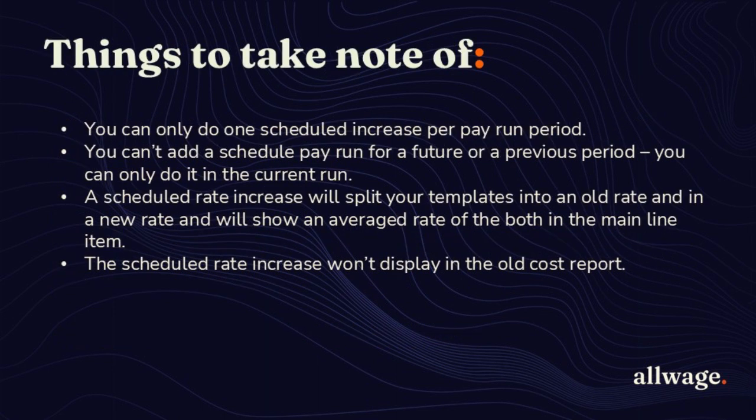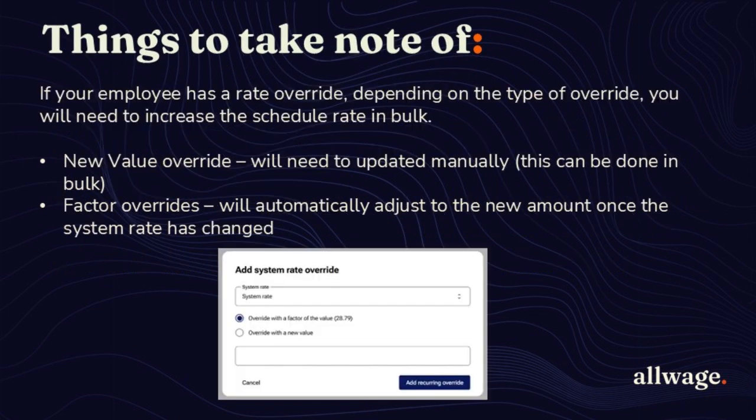Please take note of the following and pause the screen if you need to. Only one can be done per pay run period, and it can only be for the current period. Your payslips will show both the old and new rate, and your new cost report will show the values. The old cost report will not.